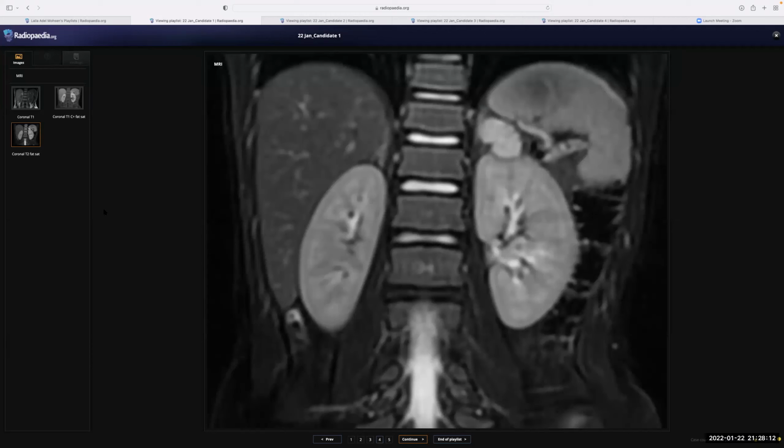Okay. So yeah, pheochromocytoma can be part of MEN2 with medullary thyroid carcinoma and parathyroid adenomas.